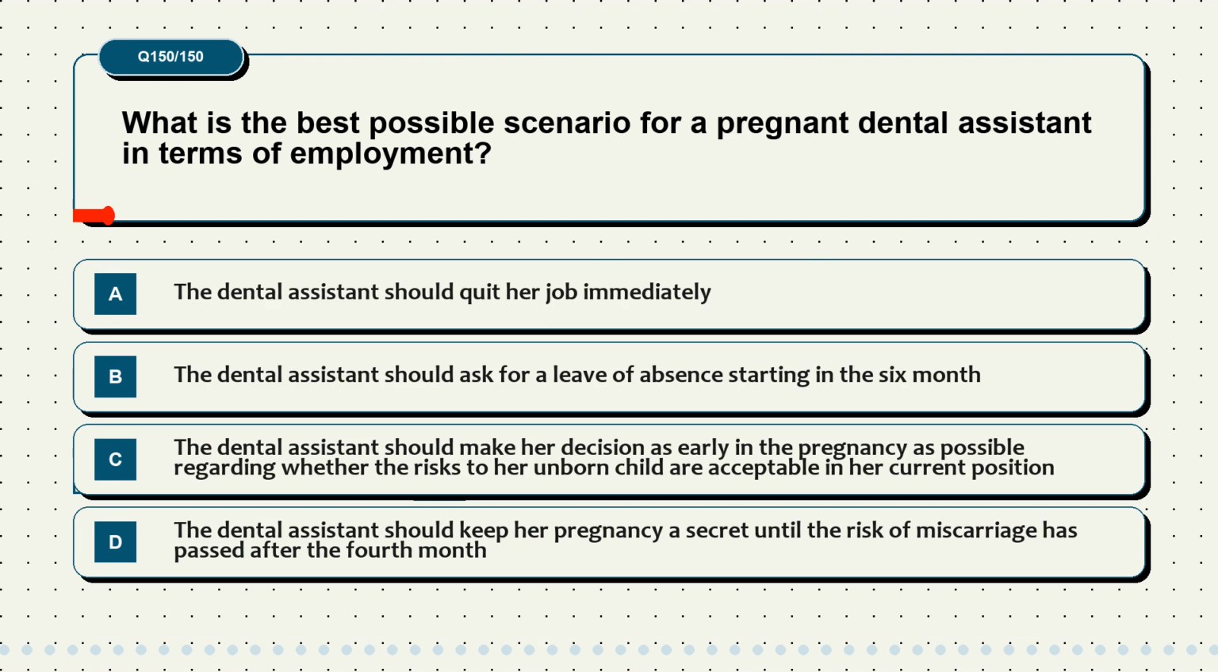Question 150. What is the best possible scenario for a pregnant dental assistant in terms of employment? Here are the options. Option A. The dental assistant should quit her job immediately. Option B. The dental assistant should ask for a leave of absence starting in the 6th month. Option C. The dental assistant should make her decision as early in the pregnancy as possible regarding whether the risks to her unborn child are acceptable in her current position. Option D. The dental assistant should keep her pregnancy a secret until the risk of miscarriage has passed after the 4th month.